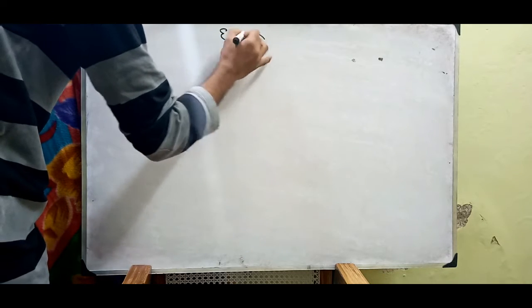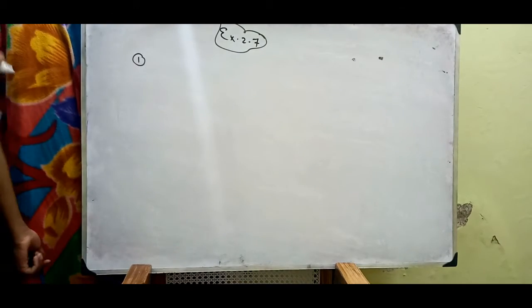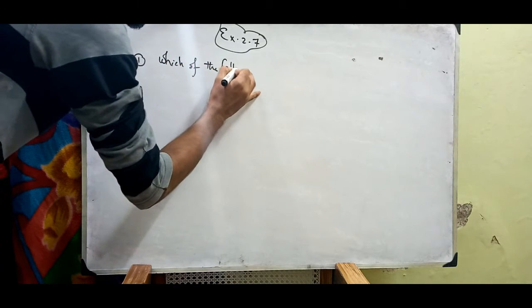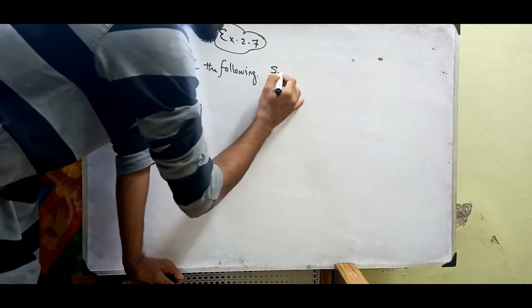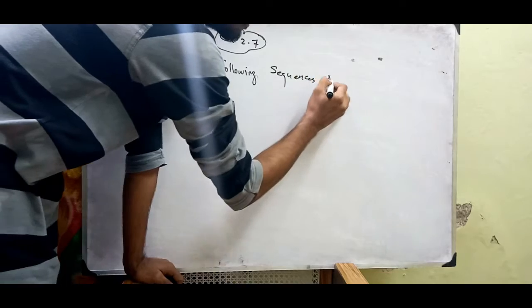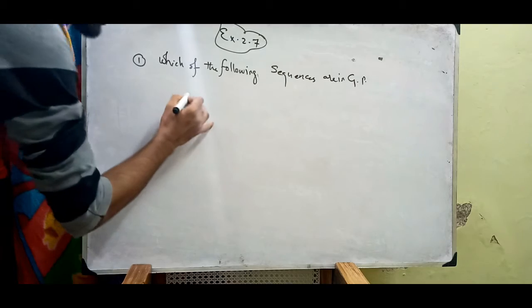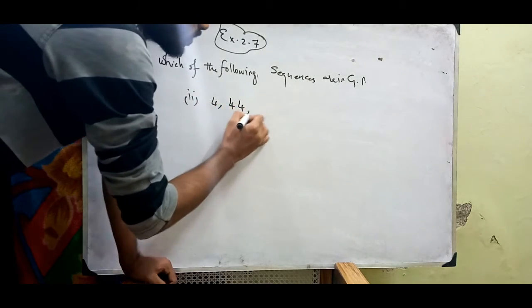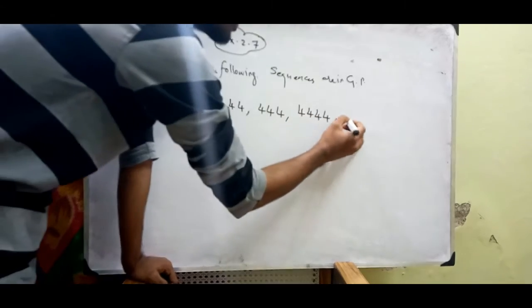So exercise number 2.7. First question is, which of the following sequences are in GP? Okay, for that I'm taking the second question: 4, 44, 444, 4444 and so on.